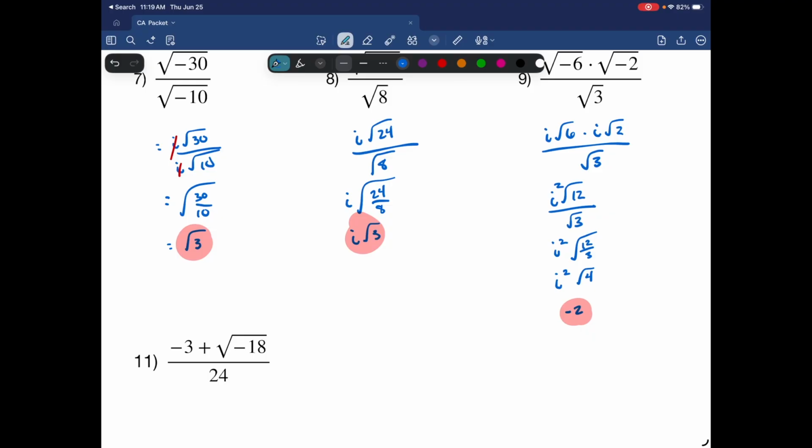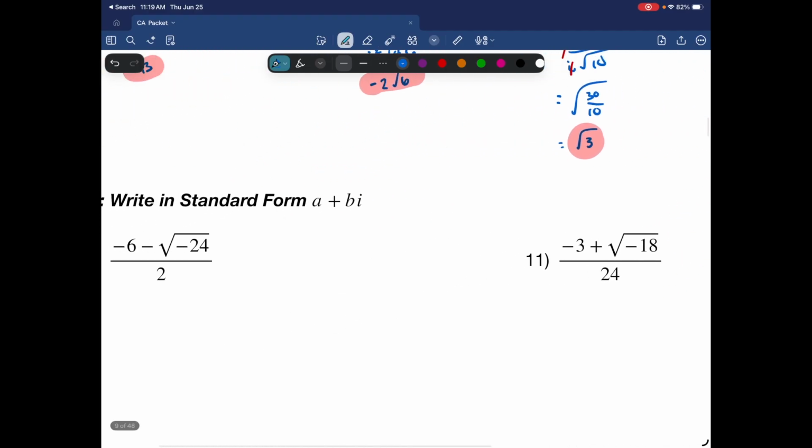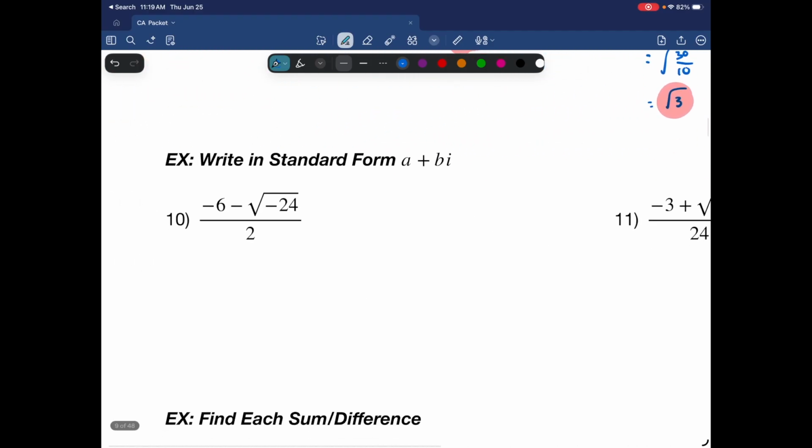All right. Now, in a previous lesson, we talked about rationalizing denominators and multiplying by conjugates. Well, all right, so let's simplify these on number 10 and 11. And we're going to write it in the form a plus bi, which means we're going to write the real part first and then the complex part.